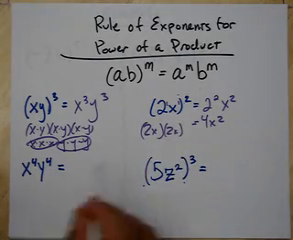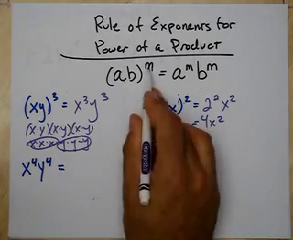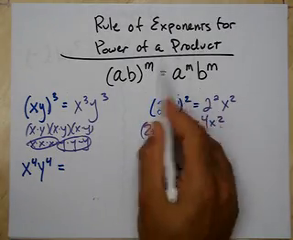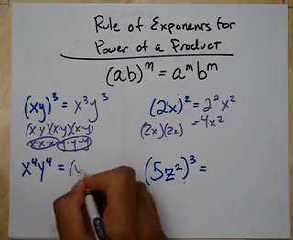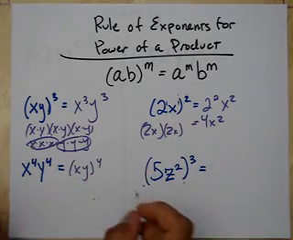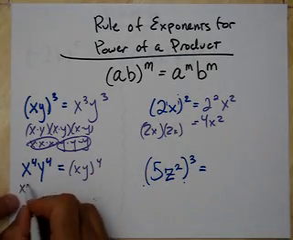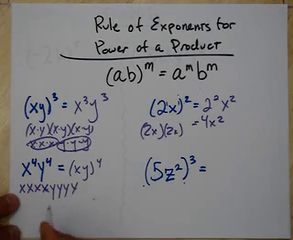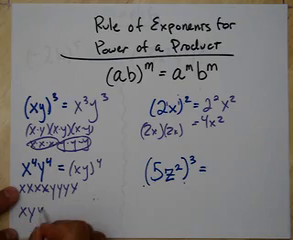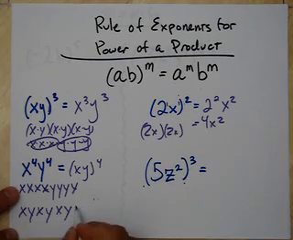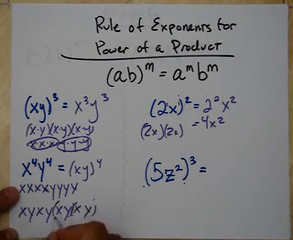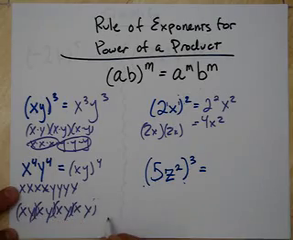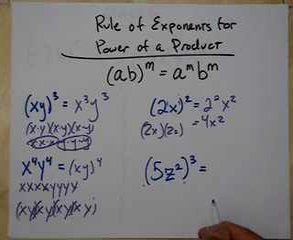I'm going to reverse this. If I can say ab to the m is a to the m, b to the m, can I reverse it and go back? Yeah, I can rewrite this like this. xy to the 4th. Why? Remember, this is x, x, x, x, y, y, y, y. I can rewrite this in any order, so I'm going to write it like this. And notice, what do I have? 4 little groups of this xy, so I can write it like that.